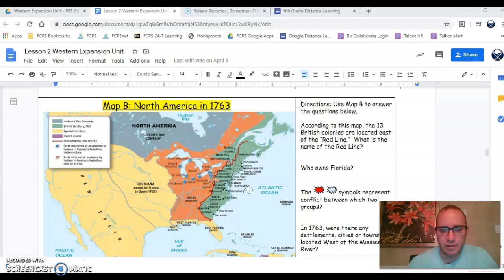Then you're going to go down to a map from 1763. This was during the French and Indian War. That, of course, was the war between England and France over the territory in North America. Remember, the French and the Indians were allied against the colonists and the British in that war.